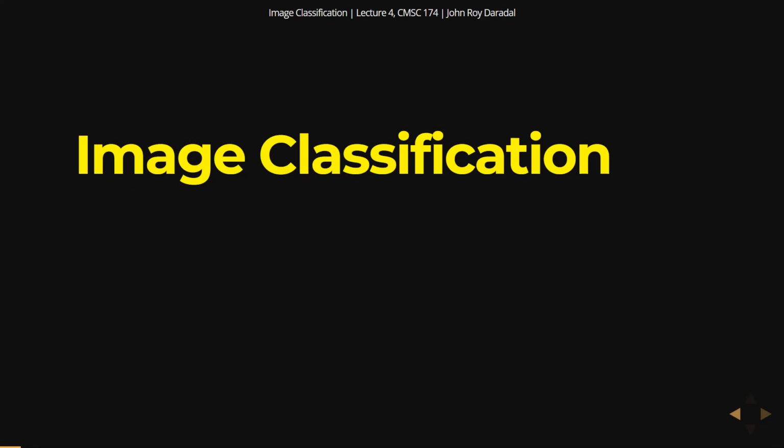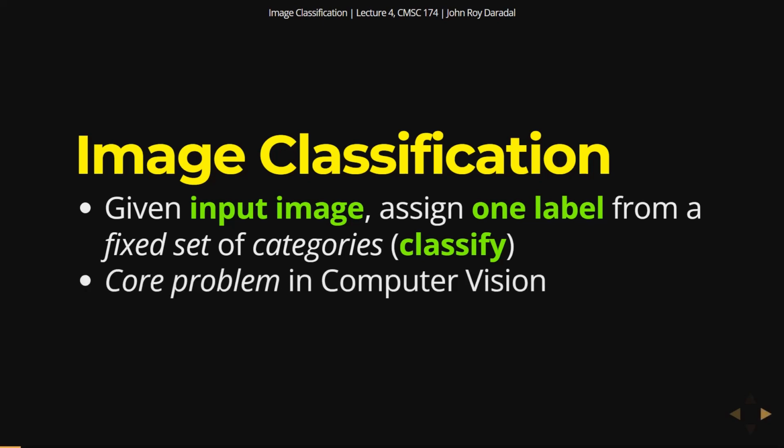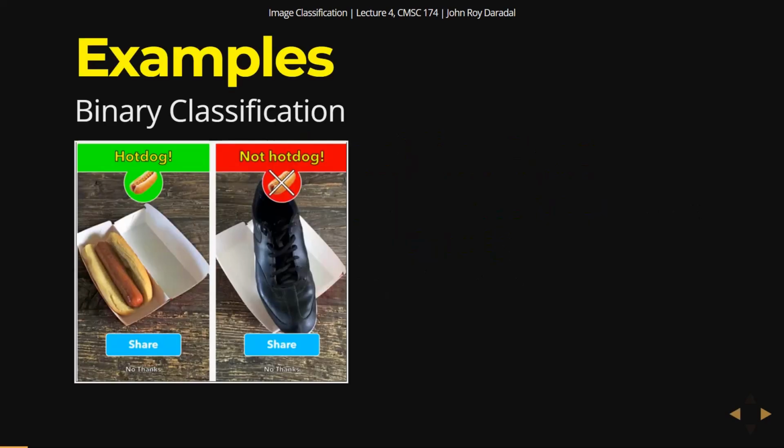So what is image classification? In image classification, you are given an input image and you assign one label for the image from a fixed set of categories. So you're going to classify the image. Image classification is one of the core problems in computer vision. So it's important that you know how to do image classification.